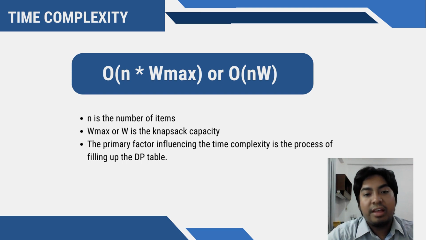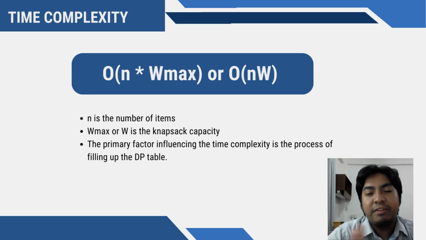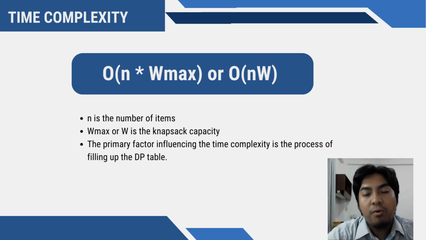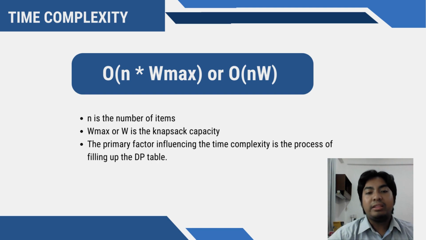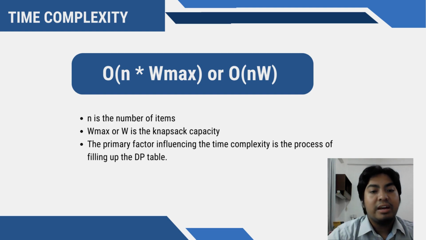The primary factor influencing the time complexity is the process of filling up the DP table, as we referred to in the previous algorithm. Consequently, the overall time complexity of the algorithm is O(n times W max). It is essential to consider that the time complexity is directly related to the size of the problem. As the number of items or the knapsack capacity increases, the running time of the algorithm will grow proportionally. The algorithm performs well for small to moderate problem sizes, effectively solving the knapsack problem.